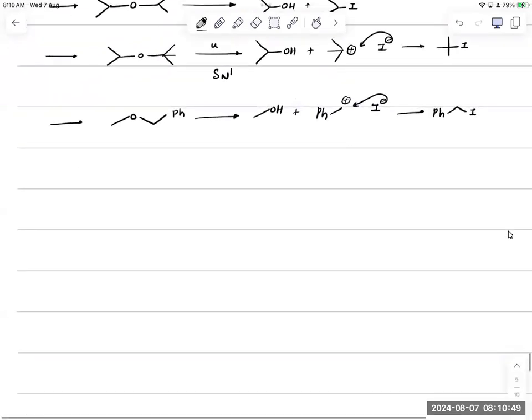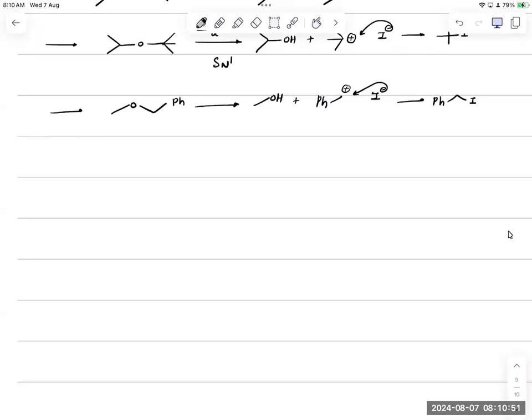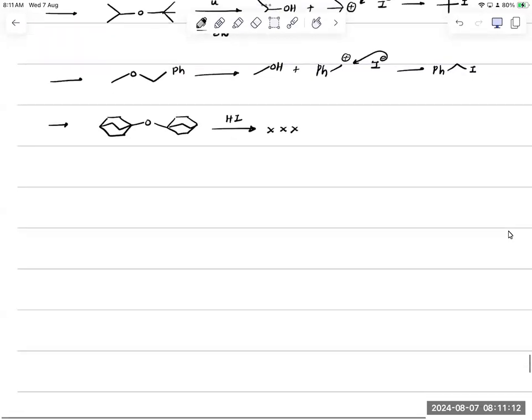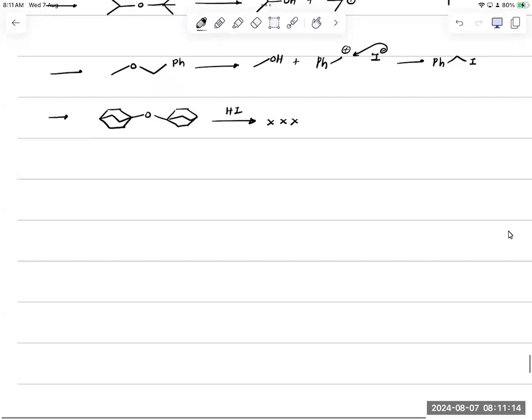In which case will the reaction not happen? See, if you have anything where there is a bridged position like this, in that case, if you treat with HI, we will not see any reaction happening. Phenol and phenol will also make no reaction in this case. Got it.